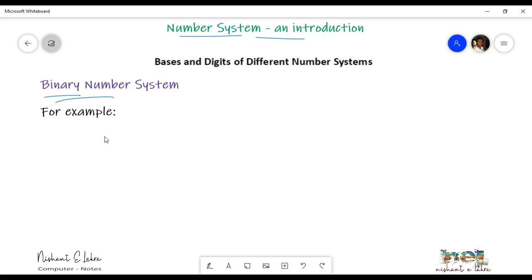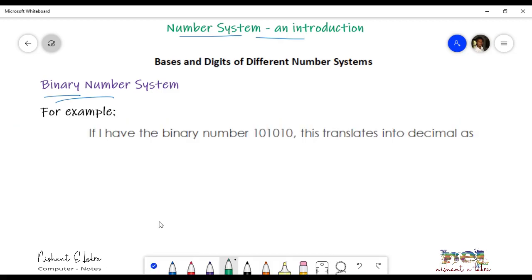Let's see one example to understand it. If I have the binary number 101010, now this is a binary number. You remember that it is represented by only 2 symbols, 0 and 1, right? So I have a binary number 101010. How can we translate or convert it into decimal number system?